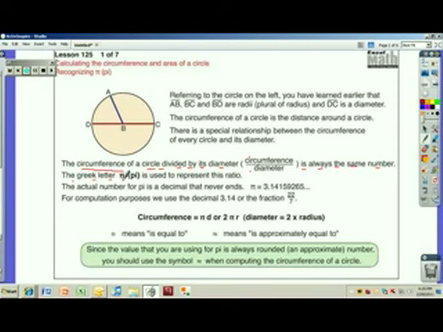The Greek letter pi is used to represent this ratio. The actual number for pi is a decimal that never ends. 3.14159265. It just keeps going and going and going. It's not even a repeating decimal, it's just a never-ending decimal. For computation purposes, we use the decimal 3.14 or the fraction 22/7 for pi.